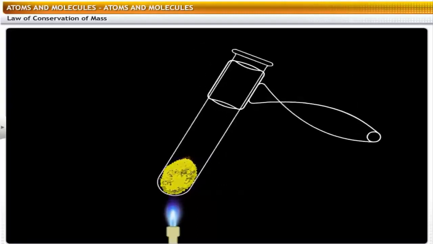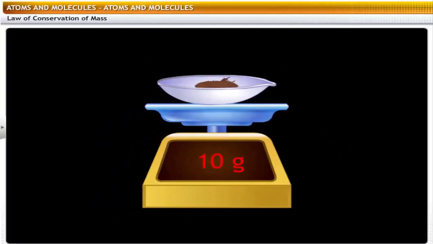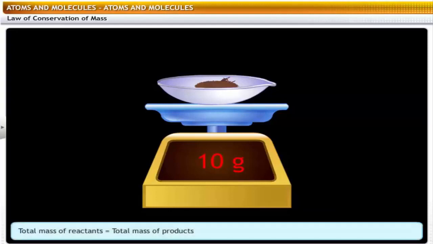Now heat the mixture. It forms a dark molten mass of ferrous sulfide. Weigh it. You'll find the weight to be 10 grams. This shows that the mass is the same, though there is a change in form. Therefore, the law of conservation of mass can be stated as: in any chemical reaction, the total mass of the substance before and after the reaction is the same, although its matter undergoes a physical change. The total mass of reactants is equal to the total mass of products.